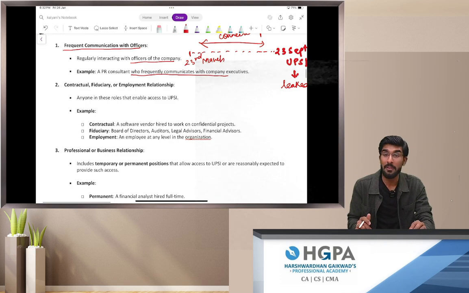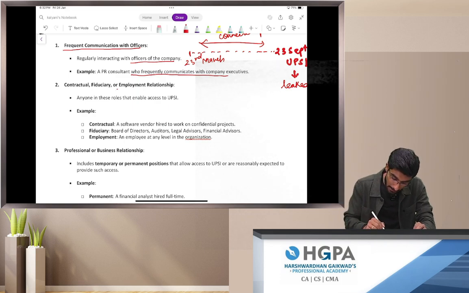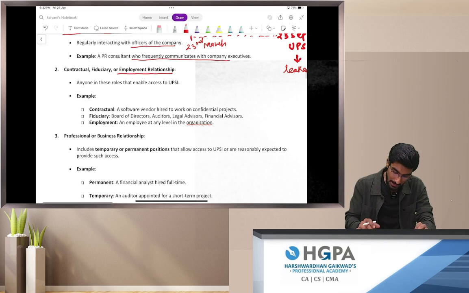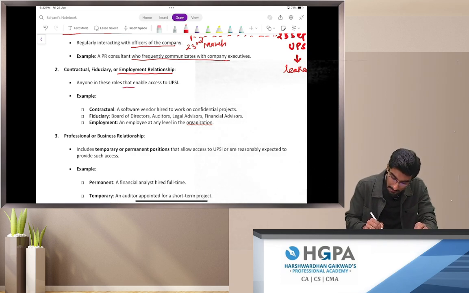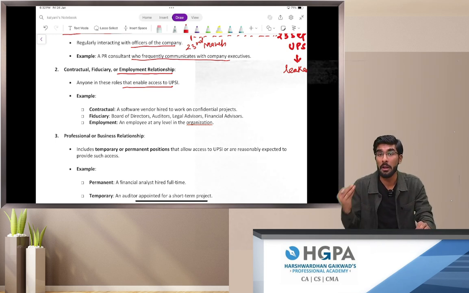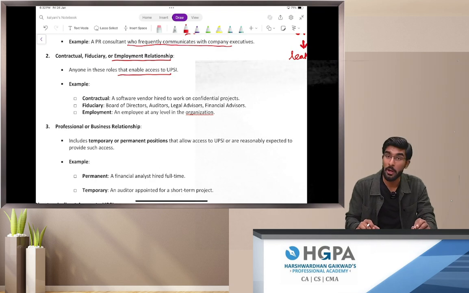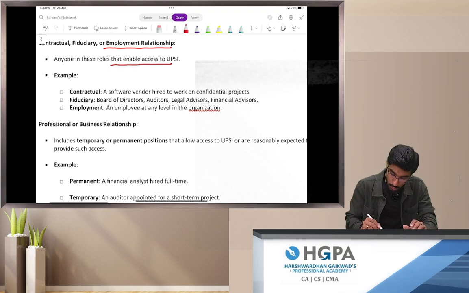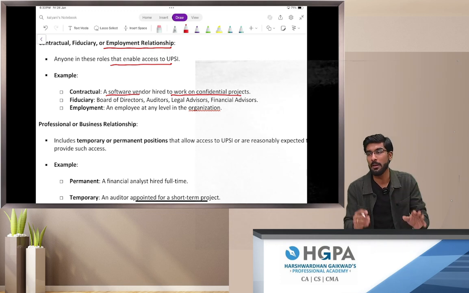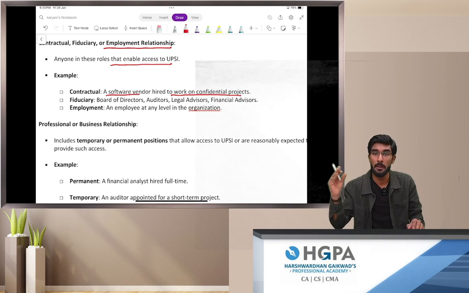Number two is if he is in a contractual, fiduciary, or employment relationship. Anyone in these roles that enable access to UPSI, even if he is a director, an auditor, an employee of the company, a law advisor, anyone. Example, contractual: a software vendor hired to work on confidential projects. If a company hires a software vendor, he will be called an associated person.